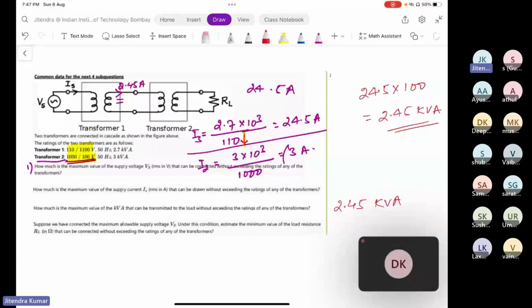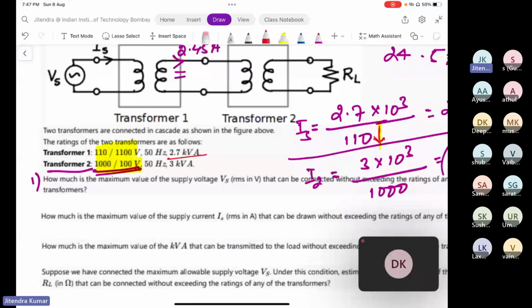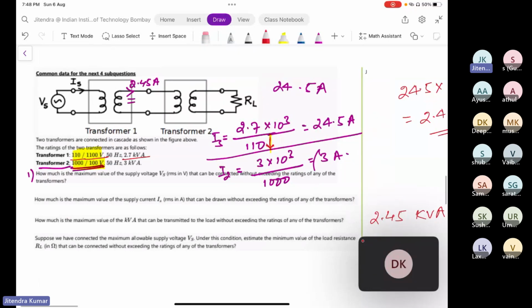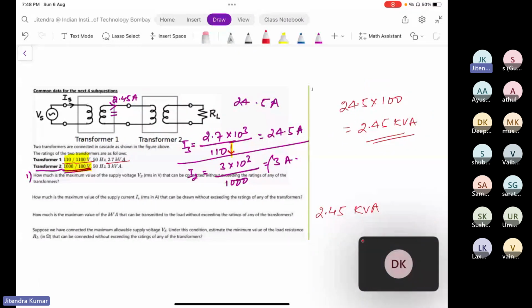And see, this kVA rating is lesser than the rating of the transformer which was initially given in the problem, 2.7 kVA. So this 2.7 kVA it could have withstood, but the voltage and current corresponding to 2.7 kVA, this 1100 and 110, could not be feasible for some cases. Hence, we are going with the minimum of both the values, and we are ending up with 2.45 kVA. Is it fine? Yes.